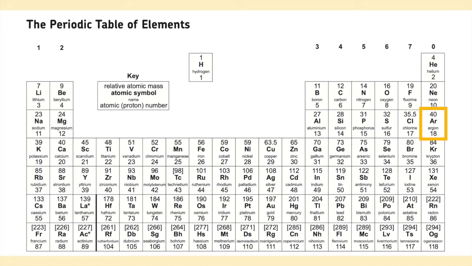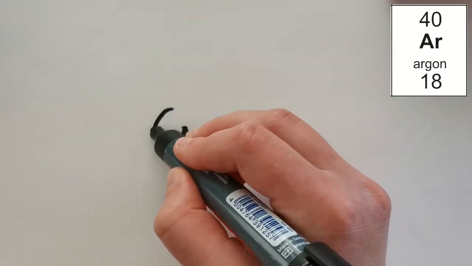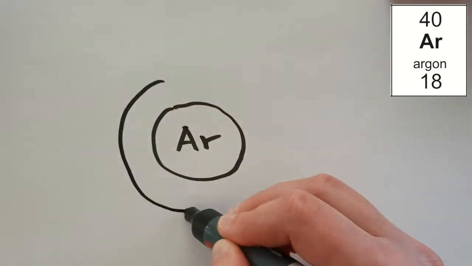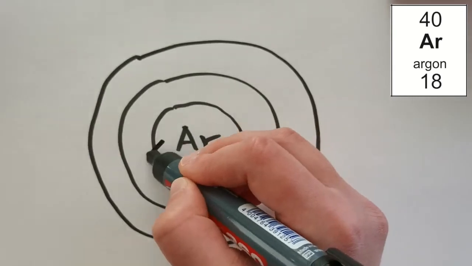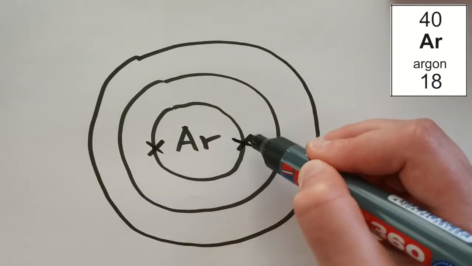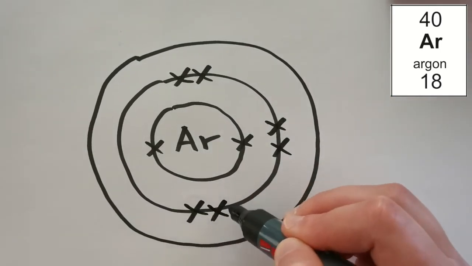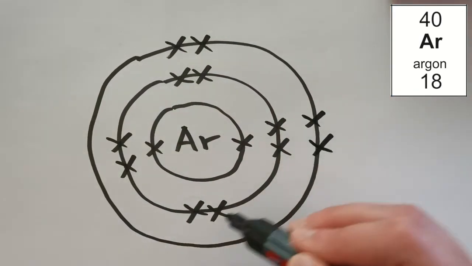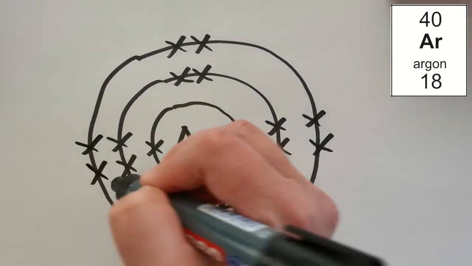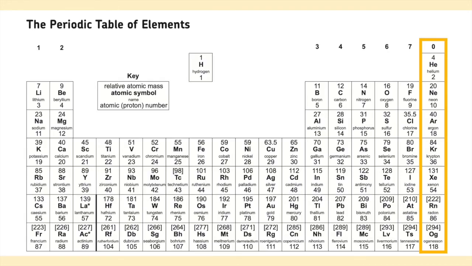The last element we're going to be looking at is argon. Argon has an atomic number of 18. This means that argon has 18 protons and 18 electrons. When we draw argon's electron shells, we start with 2 electrons in the innermost electron shell, and now this one is full, so we move up to the next one. We put 8 electrons in the second electron shell, and now the second electron shell is full, so we move up to the third electron shell and put the last 8 electrons here. Argon, like all of the other elements in group 0, has a full outer shell of electrons.